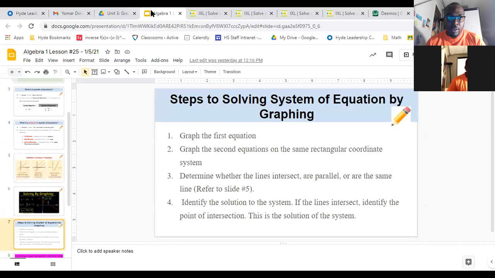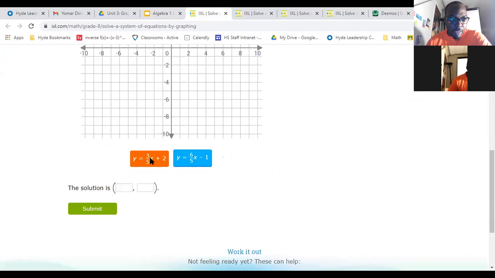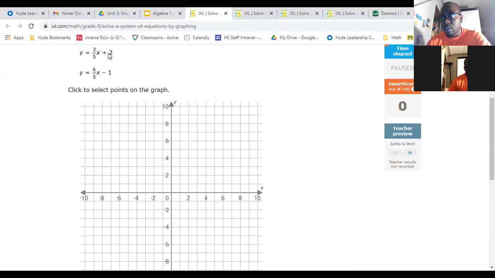So let's go ahead and go to IXL, and we can look at a problem here. On this first problem, we have y equals 3 over 5x plus 2. I'm going to graph this first line. I click on the first equation and it says my y-intercept is positive 2. So I go to positive 2 and click a point there. Then my slope, which is 3 over 5, tells me I'm going to go up 3, 1, 2, 3, and over 5, 1, 2, 3, 4, 5. That's my first point right there.